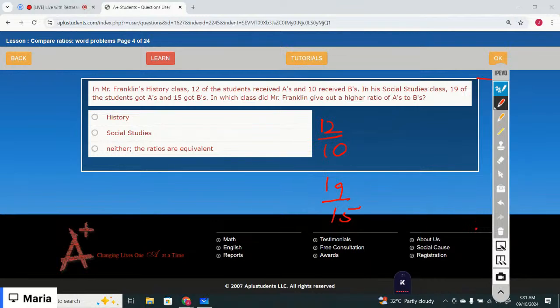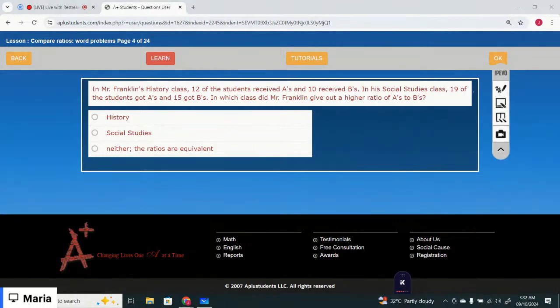So which is the correct option? The correct option is option number 2, that is social studies, right? Okay, you can complete the lesson by yourself later today. Let me just move on to the next lesson.